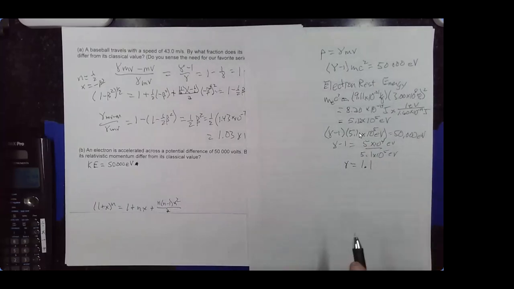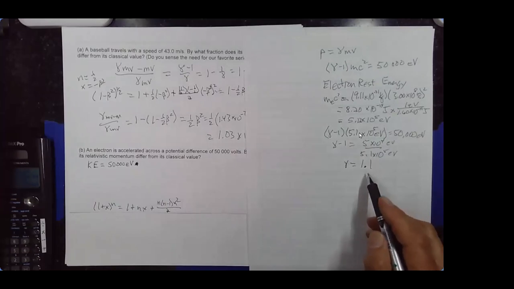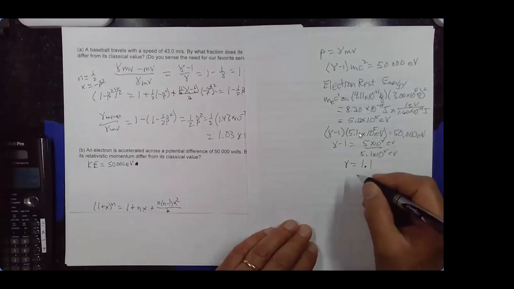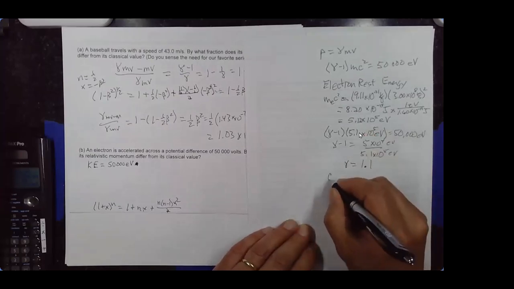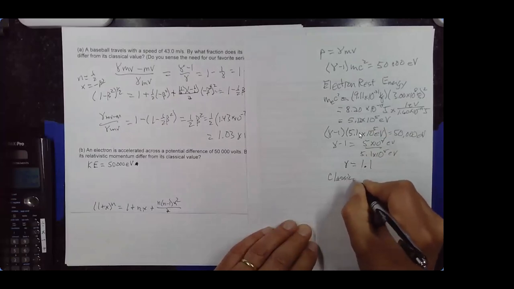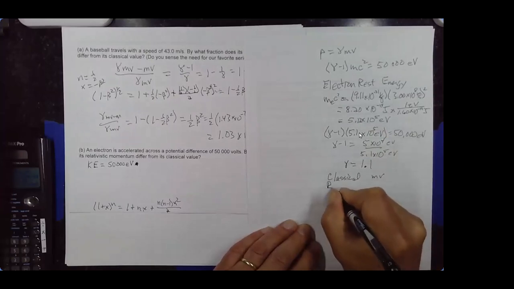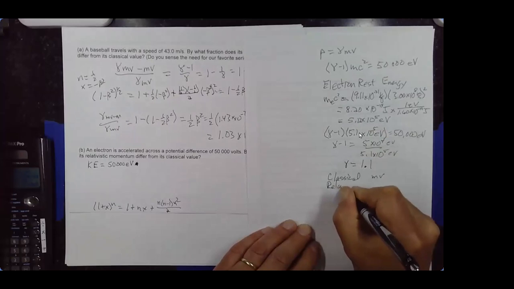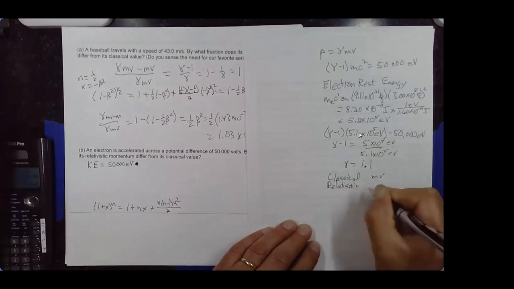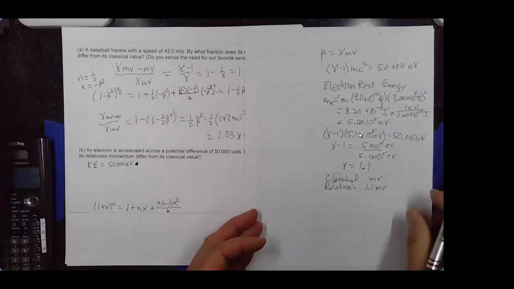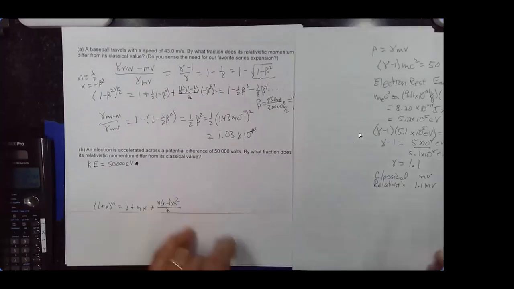That's a dimensionless quantity. So there's going to be a 10% difference because the classical momentum is just mv, and the relativistic in this case is going to be 1.1 mv. And so this is only 10% higher, or 1/10 higher. So that's the fraction the relativistic momentum differs from its classical value.